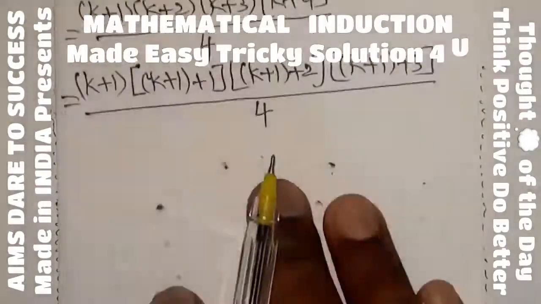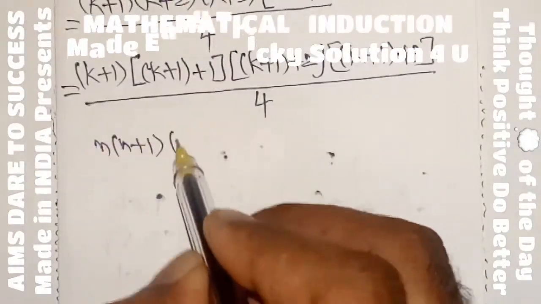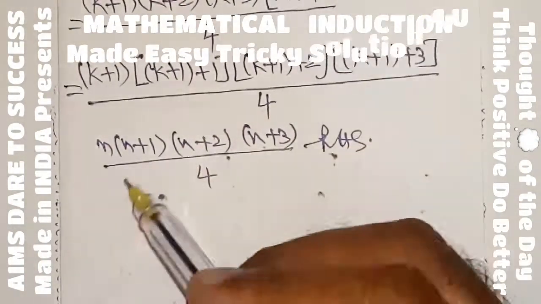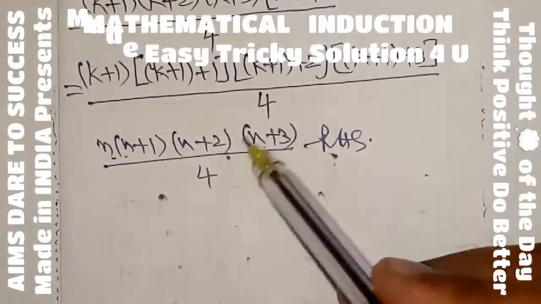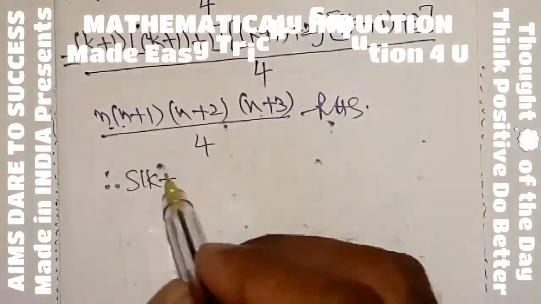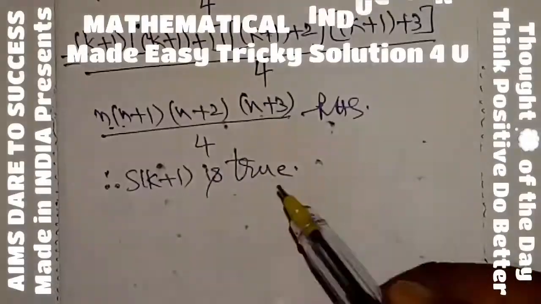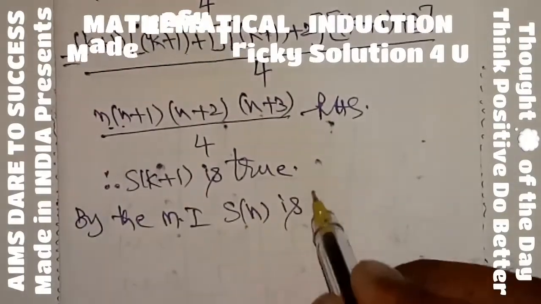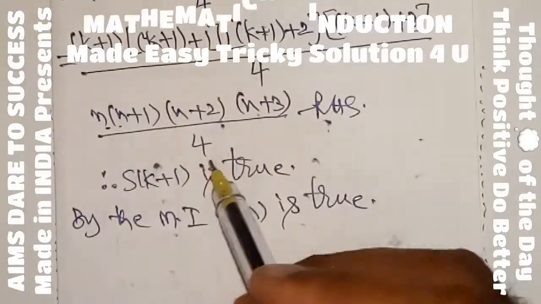I want to write the RHS. RHS is n into n plus 1 into n plus 2 into n plus 3 by 4. You can verify: in place of n, k plus 1 is obtained. So n plus you are getting k plus 1. Therefore our S of k plus 1 is satisfying. That is true. By the mathematical induction the given statement S of n is true. Why? Because n is equal to k plus 1 is satisfying in RHS.